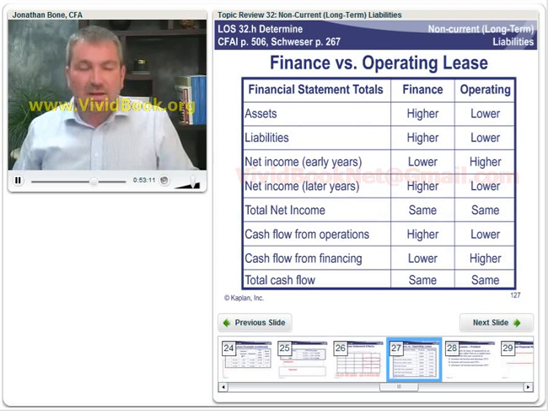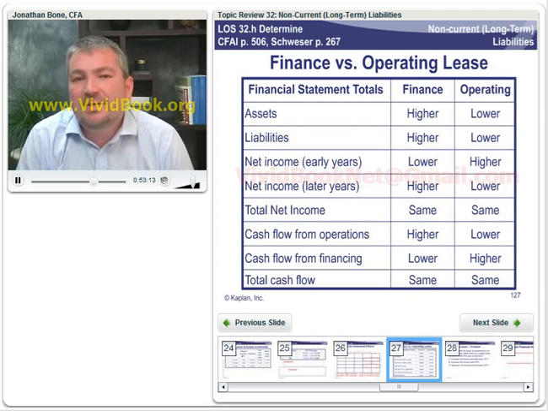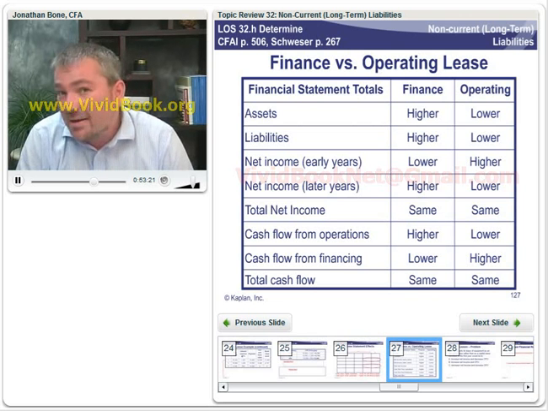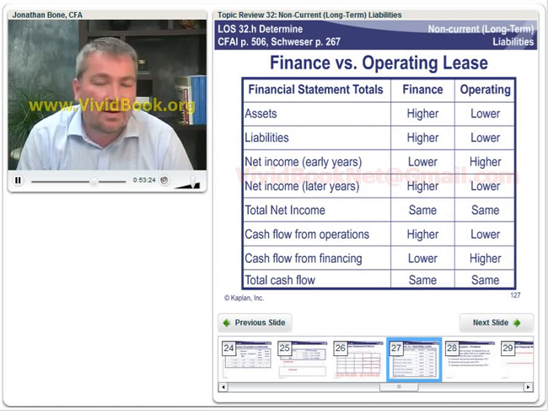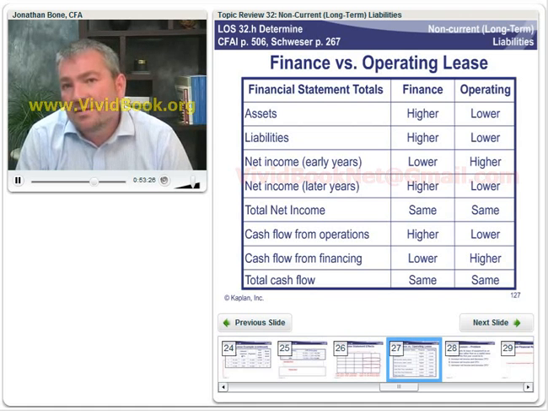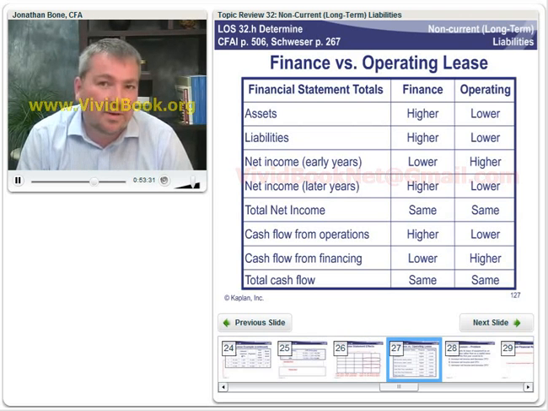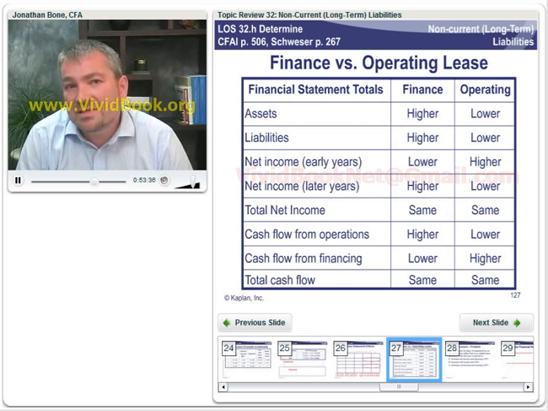Okay, so a quick look at how it impacts on our financial statements. Under a finance lease, we have higher assets because we recognize an asset up front. Under an operating lease, in comparison to a finance lease, it's going to be lower. Remember, no asset recorded. The same is true for liabilities. Under finance lease, we recognize a liability. Under operating leases, we don't, so higher liabilities under a finance lease. As we saw clearly on the previous slide, for a finance lease, you get lower net income in the earlier years and higher net income in the later years. Remember, net income over the total life is the same under both.